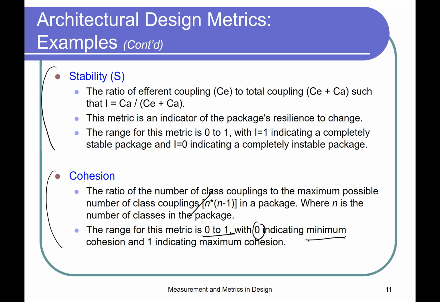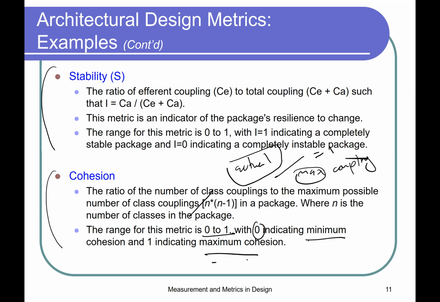So if this is my max number of couplings or relationships within classes, and this is the actual number of relationships, and the actual is so small, divided by anything it is going to give me a 0. That means that really my classes are completely disconnected from each other. If the number over here is so high that it has actually reached the maximum, then the result of this calculation would be a 1. 1 means we've reached the maximum cohesion.